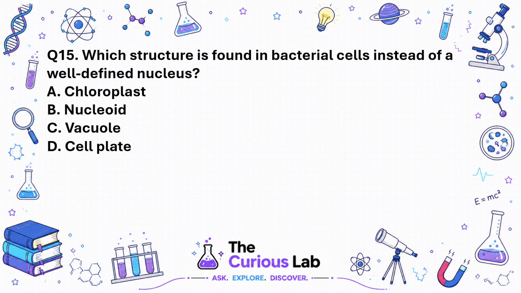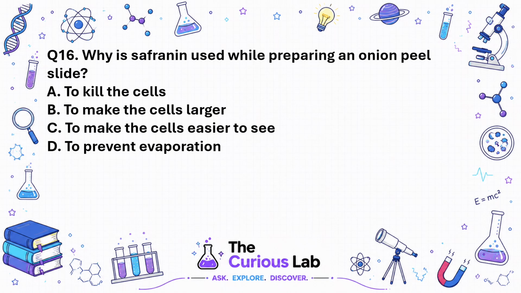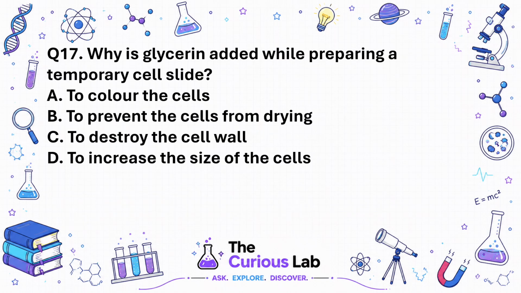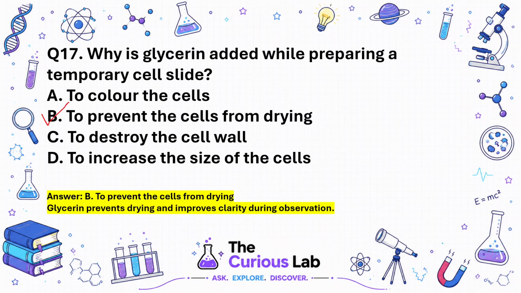Next question. Which structure is found in bacterial cells instead of a well-defined nucleus? We know that in bacterial cells we do not have a well-defined nucleus. We have a nucleoid. Why is safranin used while preparing an onion peel slide? We know that safranin is the dye which helps us to see the cells easily. So the correct answer is to make the cells easier to see. Next question. Why is glycerin added while preparing a temporary cell slide? To prevent the cells from drying.